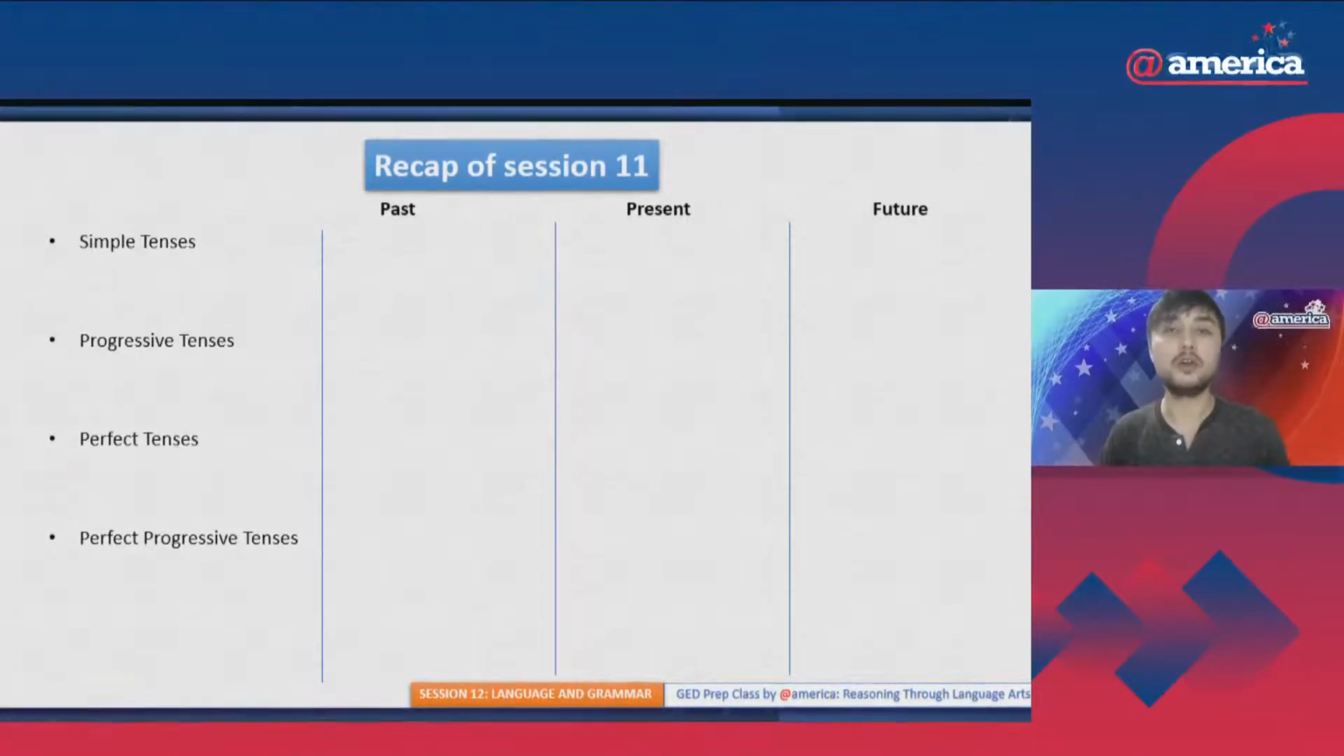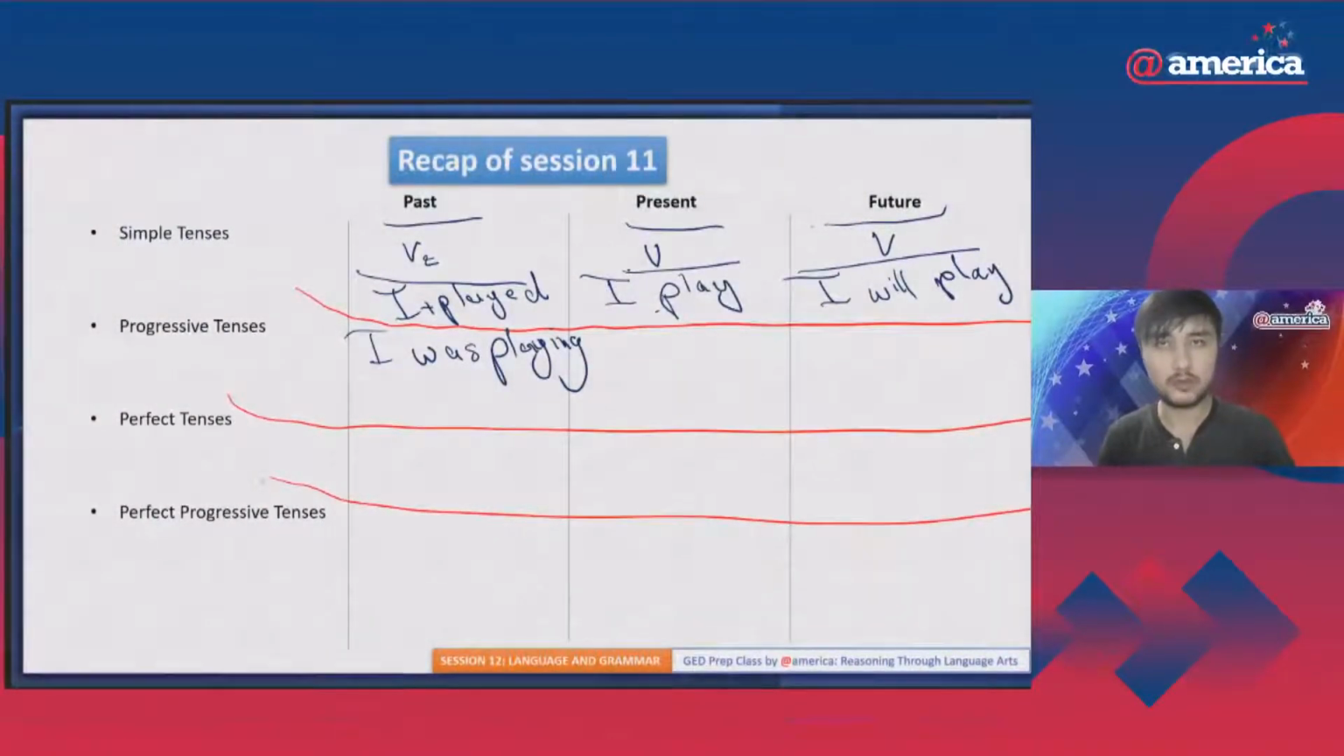Or someone asks you, oh, why didn't you reply to my text? Or why didn't you answer my call? Then you could say, I was playing football. Oh, when did you call? Oh, yes, I noticed that you had called after finishing the game. And at the time that you called, I was playing football.